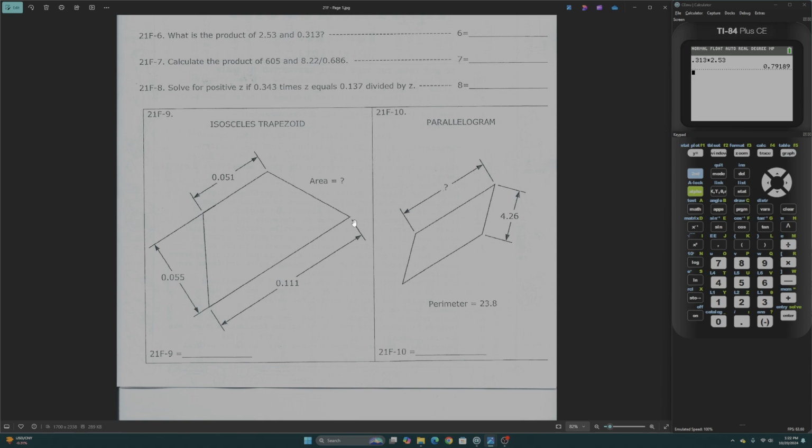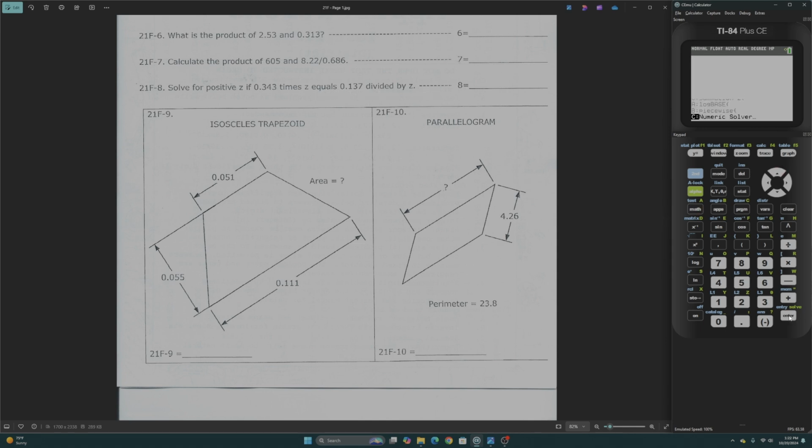0.792. All right. Now, we calculate the product of these two numbers. Well, you're just multiplying it. And then alpha y equals, to get your fraction, 8.22. You could also just multiply it and then divide all of that by 0.686, but I think that's easier to see. 7,250. Okay, solve for positive z.